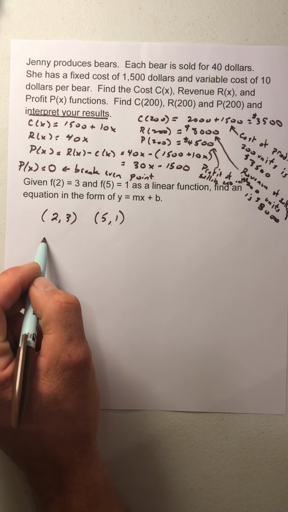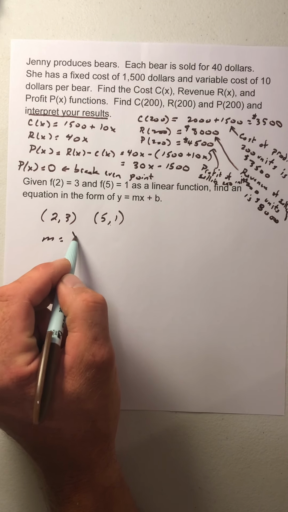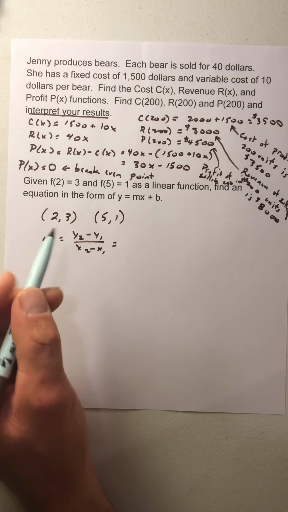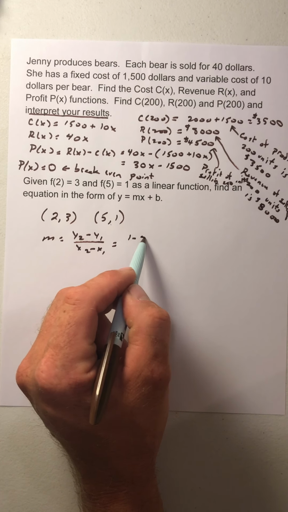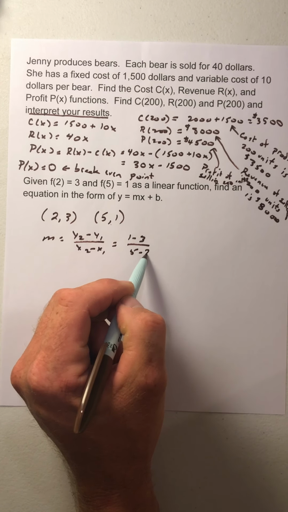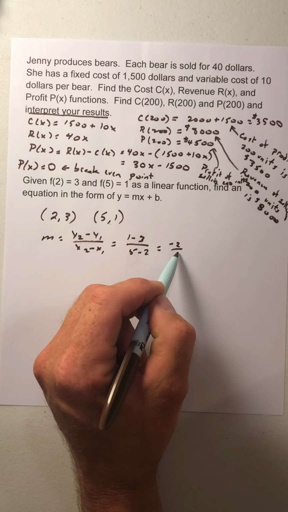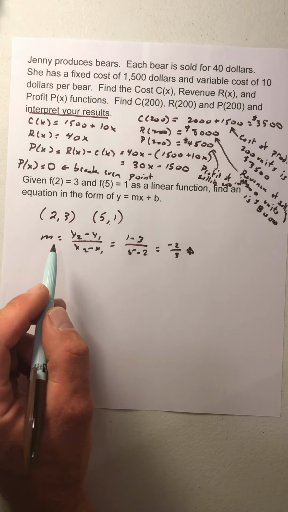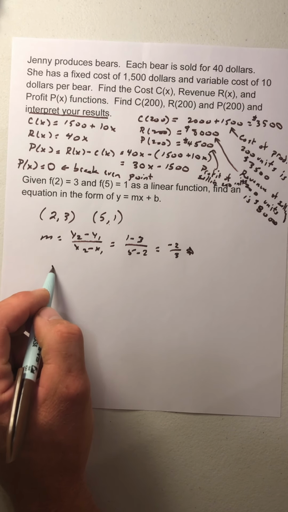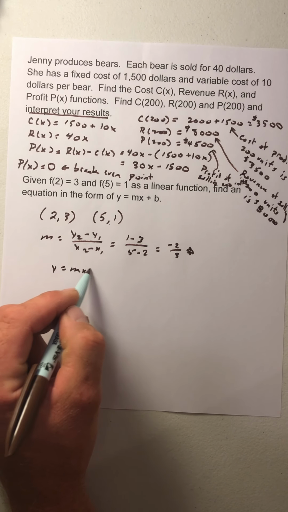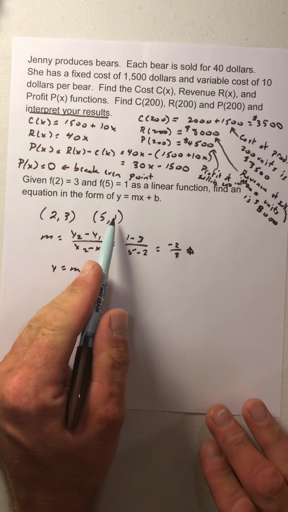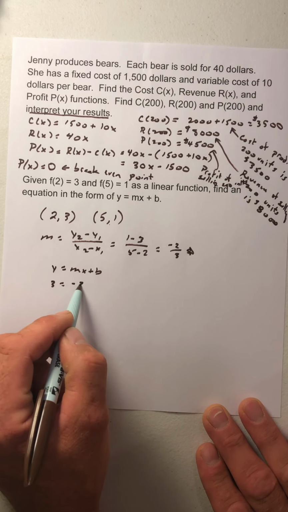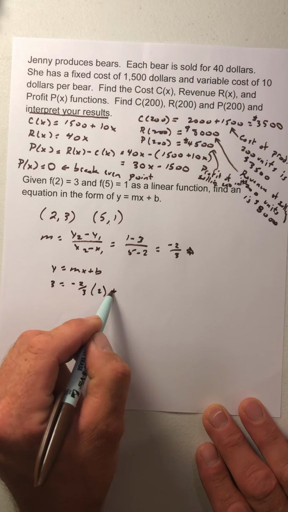How do I find the equation? Well, I can find m as the slope, y2 minus y1 over x2 minus x1. That gives us 1 minus 3 over 5 minus 2, negative 2 over 3. Nope, I guess it's negative 2/3, isn't it? And then we can go ahead and y equals mx plus b, if you wish. We can pick one of these points, doesn't matter which. I'll take 2, 3. So 3 equals negative 2/3 times 2 plus b.